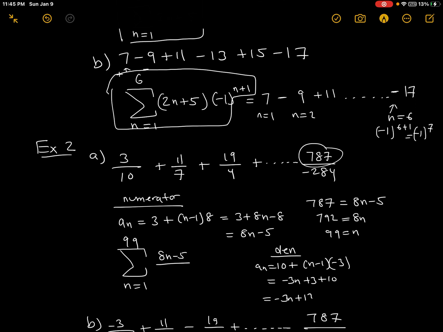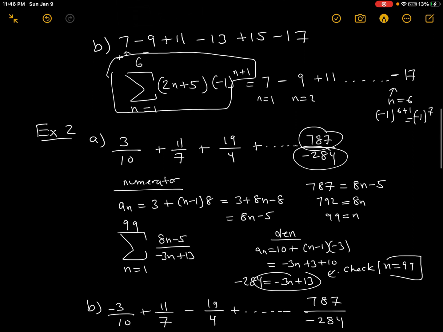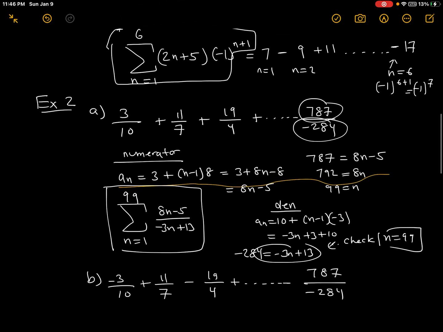Okay, so you should also check to see that n is equal to 1 to 99, your upper limit, if I plug in negative 284 over here. And you should check that n should equal 99 as well. Okay, so this is your final rule. The idea, again, is to split up the numerator and denominator. Is it always going to be true for fractions like that? No, it just depends on what the actual sequence is provided.